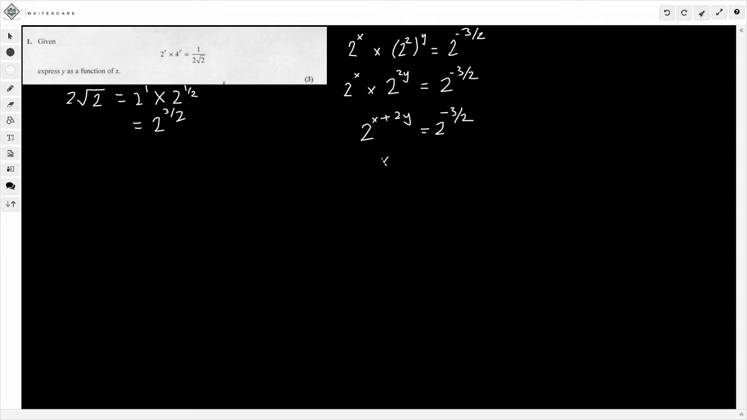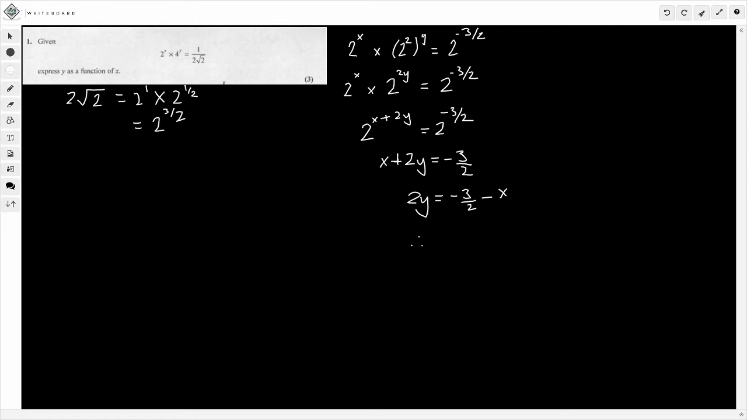So x plus 2y is equal to minus 3 over 2. We need to express y as a function of x, so that means we're going to have y equals. So let's simplify and solve for y. 2y is equal to minus 3 over 2 minus x, so we're subtracting the x across, and then all we need to do to get it into a function of y is divide by the 2.